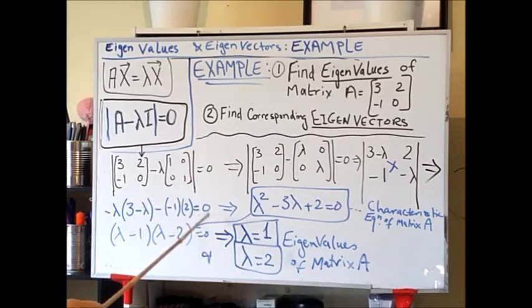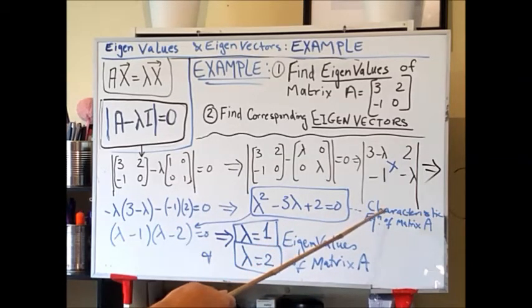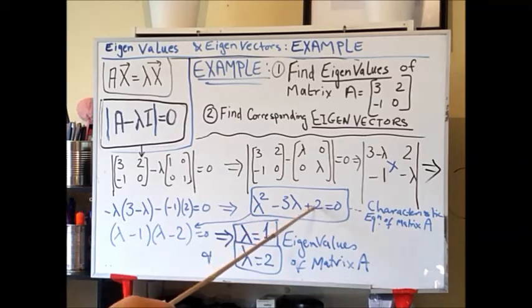After simplification, we get this equation: lambda squared minus 3 lambda plus 2 equals 0. This is the characteristic equation of matrix A. We solve it by factorization, so you get lambda minus 1 into lambda minus 2, since plus 2 is minus 1 times minus 2. That gives the solution: lambda equals 1 and lambda equals 2.